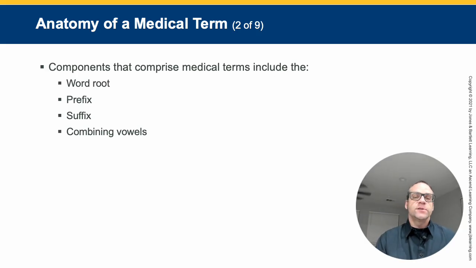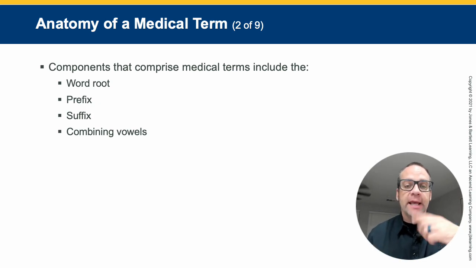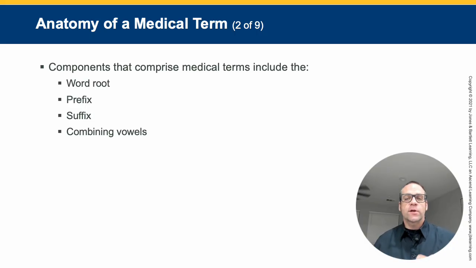This isn't just about memorizing the words. It's about learning a system that makes those words really accessible to you. Next, we're going to explore how the combination of these parts forms the actual meaning of a term and why getting them right is so critical to accurate communication.